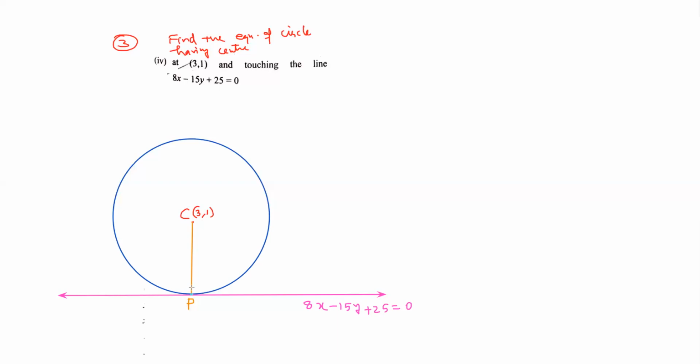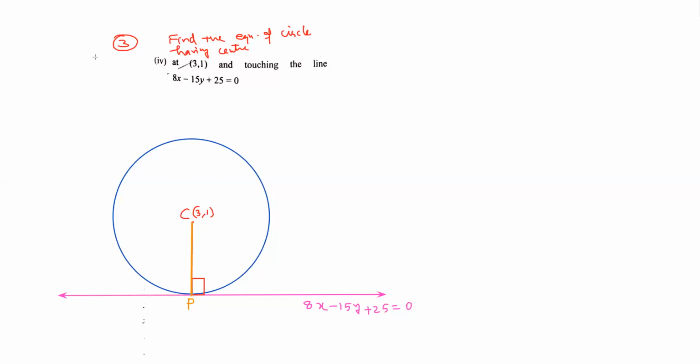According to that formula, if I know the coordinates... we all know that radius is always perpendicular to the tangent. So we know that CP is perpendicular to the tangent, this line. I can find out CP now, by the formula.